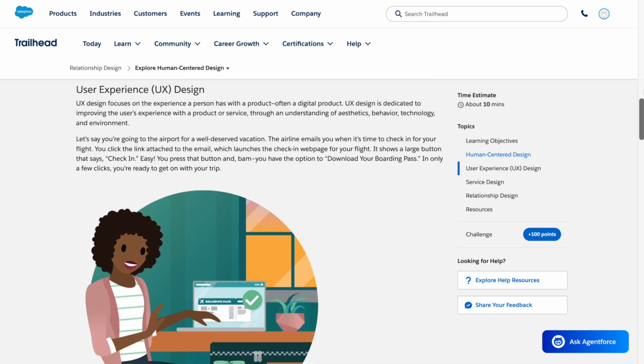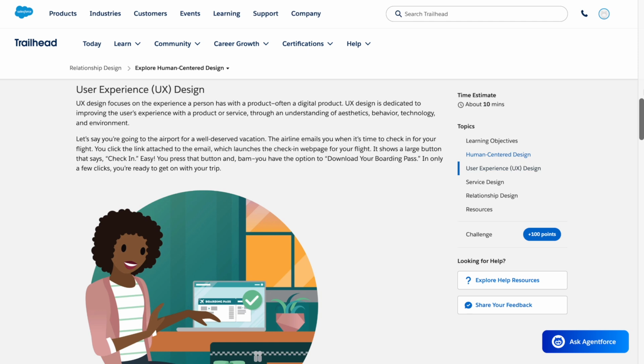User experience, UX design. UX design focuses on the experience a person has with a product, often a digital product. UX design is dedicated to improving the user's experience with a product or service through an understanding of aesthetics, behavior, technology, and environment. Let's say you're going to the airport for a well-deserved vacation. The airline emails you when it's time to check in for your flight. You click the link attached to the email, which launches the check-in webpage for your flight.